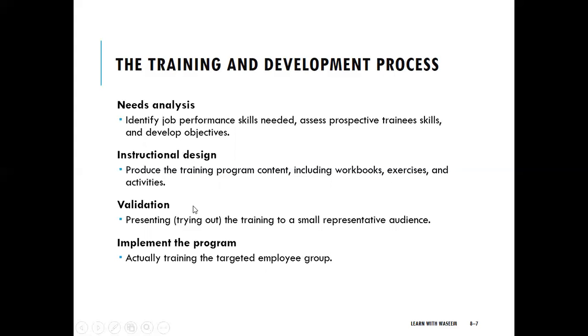Implementing the program is the next step, in which we actually train the targeted employee group. And after that, we evaluate our training program by assessing the program's success or failure, and by getting feedback from the trainees.